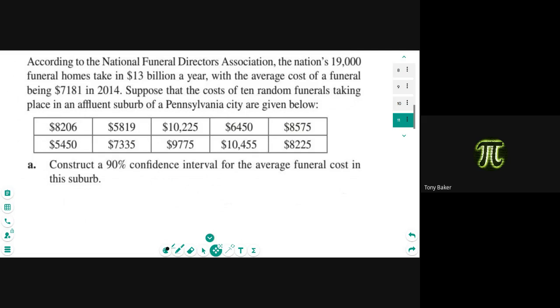Do they give that to me? Okay. What do they give me? $2 billion a year. That's the total. Right, but I need mean, standard deviation, and the sample size. Let's start off easy. What's the sample size?